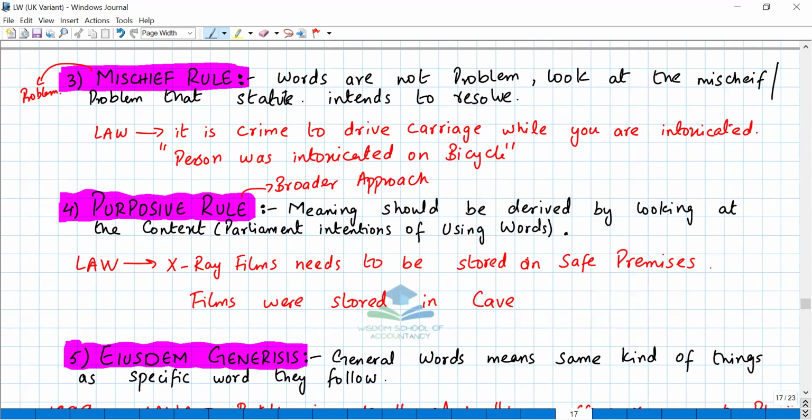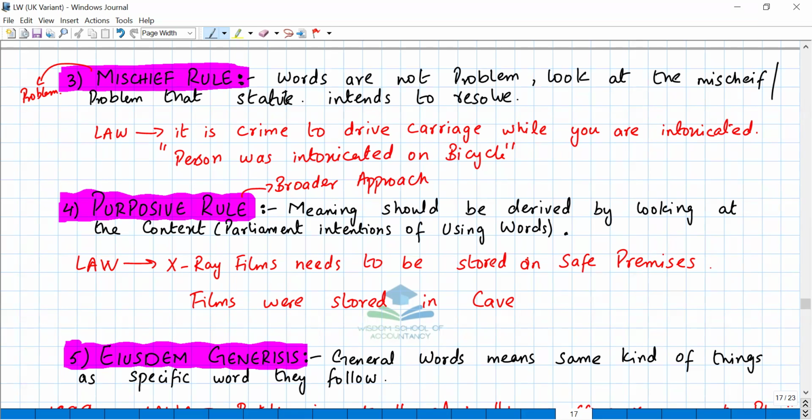Now there was a case in which the law states that it is a crime to drive a carriage while you are intoxicated. A carriage is basically any vehicle in which you can load different luggage, different things. So the law said that it is a crime to drive a carriage while intoxicated. Intoxicated means you are under the influence of alcohol. Now there was a person who was intoxicated and riding on the road on a bicycle. Does the bicycle come in the category of a carriage?